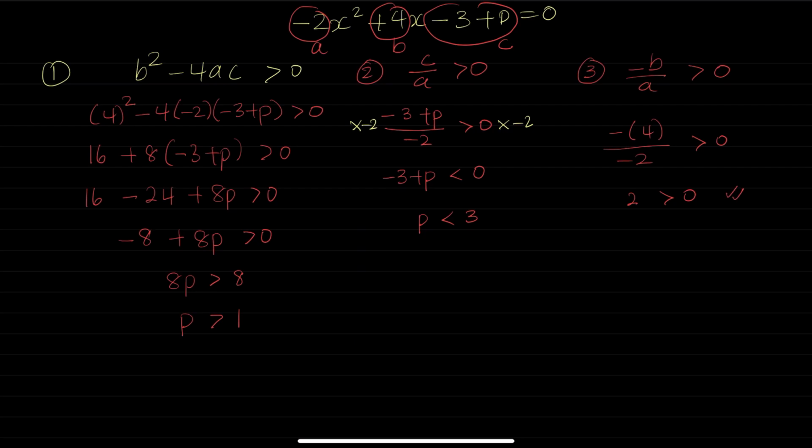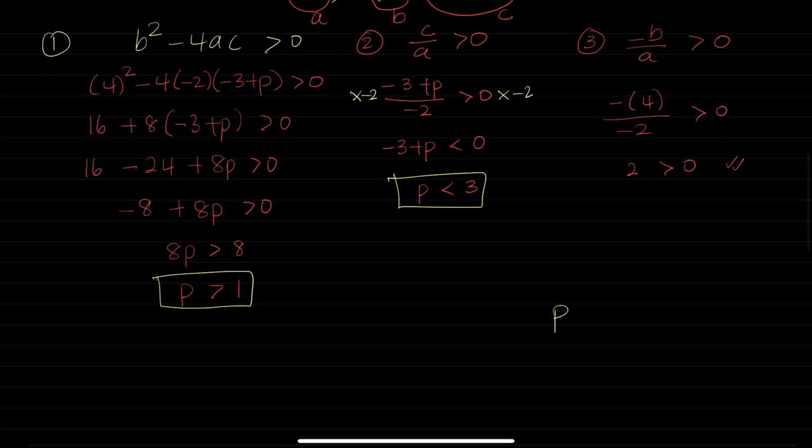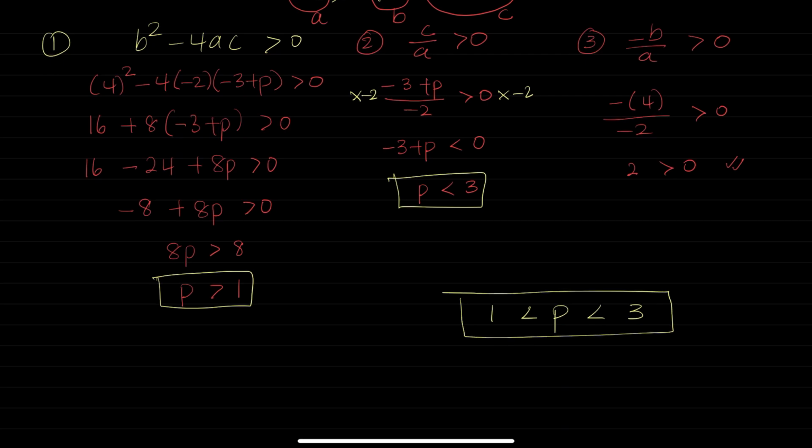So let's take a look at our two conditions now. So we have p is greater than 1, but p is less than 3. So since they are like this, we can join them. And so our final answer is going to be p must be greater than 1, but less than 3. And that's our answer using Viet's formula.